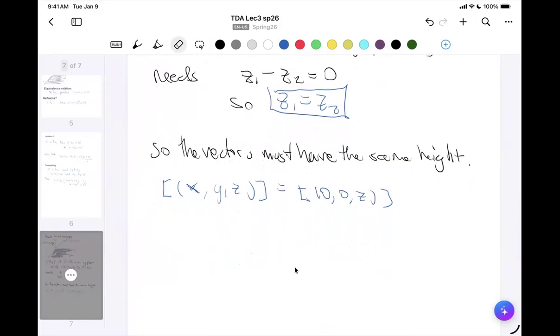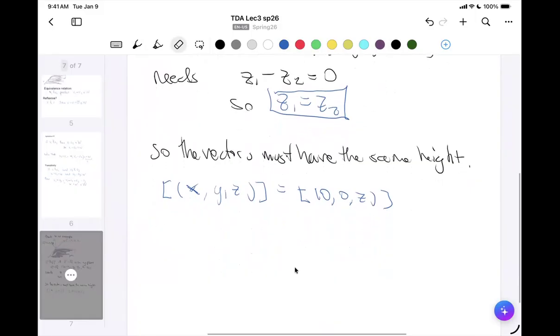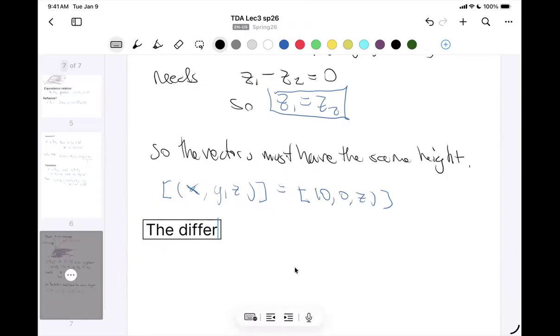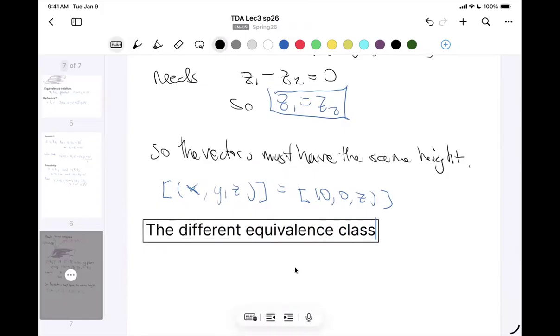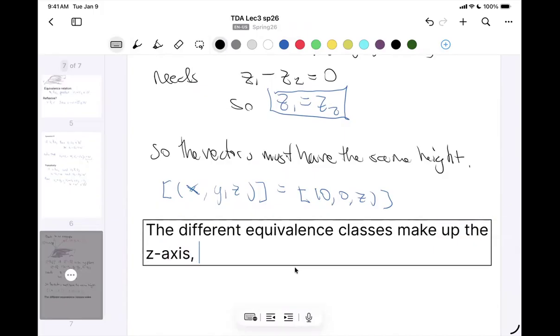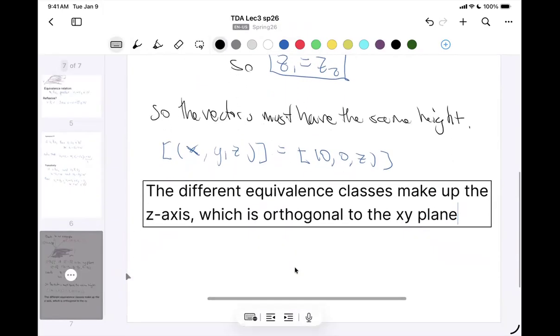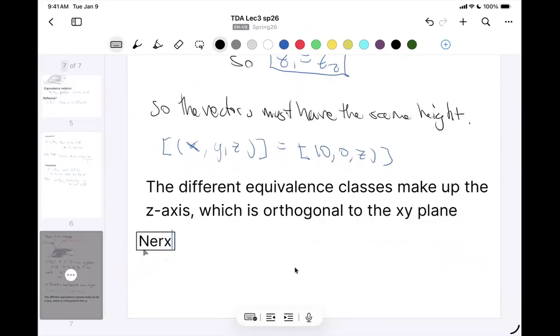So that's what I'll get to next time. But let me just write this down as a good place to wrap up. So the different equivalence classes make up the z-axis, which is orthogonal to the xy plane. And that would be more or less true in general. So next time, what I'll tell you is that in the general case, the equivalence classes can be put in correspondence with the orthogonal complement. Okay, next time, the equivalence classes.